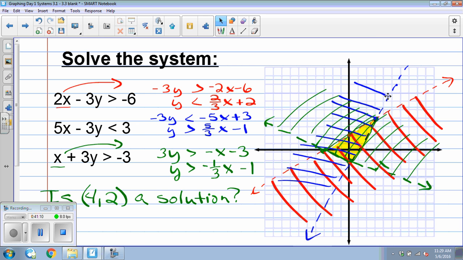So the question was, is the point 4, -2 a solution? No. So we find the point 4, -2. So 1, 2, 3, 4, 1, 2. That's right here. Is that a solution? No.